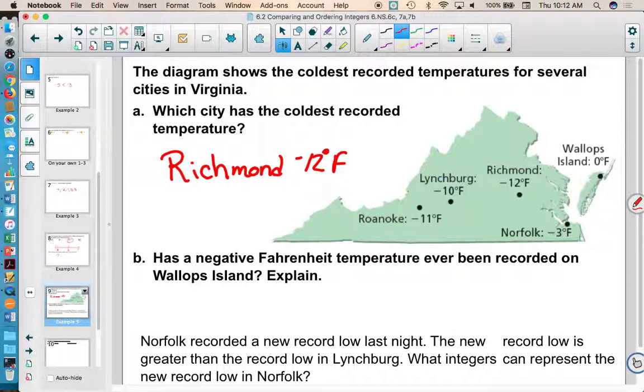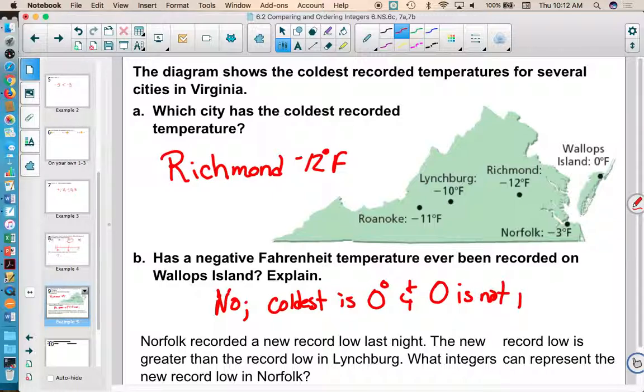Ben? No, because as it says above, the diagram shows the coldest record temperatures of several cities in Virginia. And coldest record involves 0, but 0 is neither negative nor positive, so it's just never been negative. Good job. 0 is not positive or negative. Therefore, there has never been a negative temperature for Wallops Island.